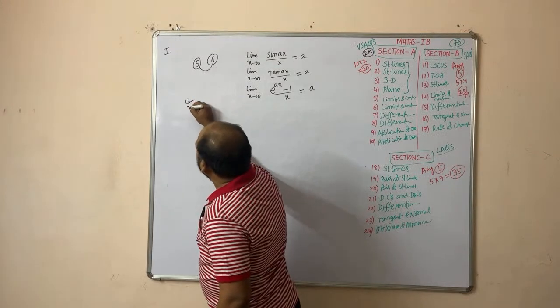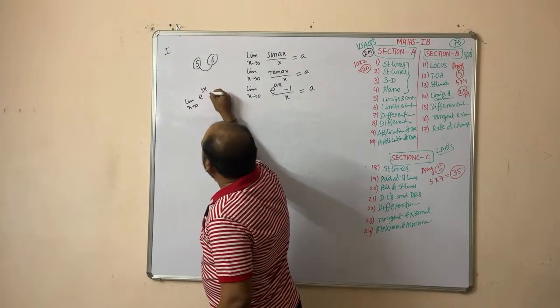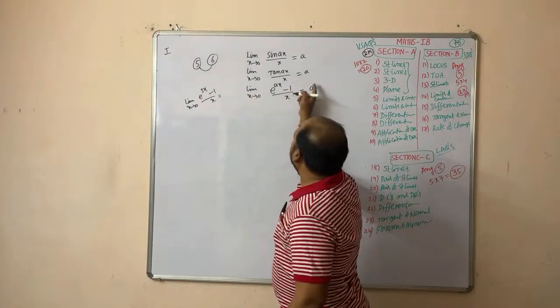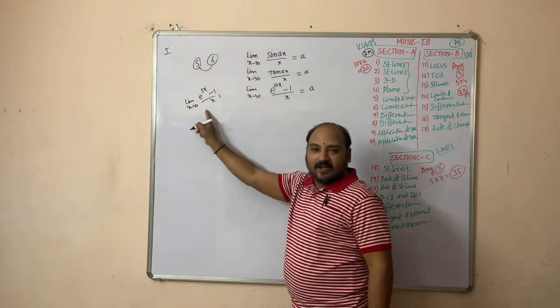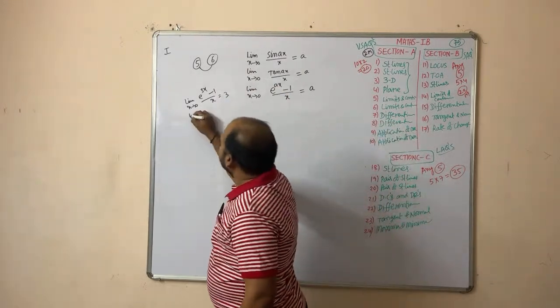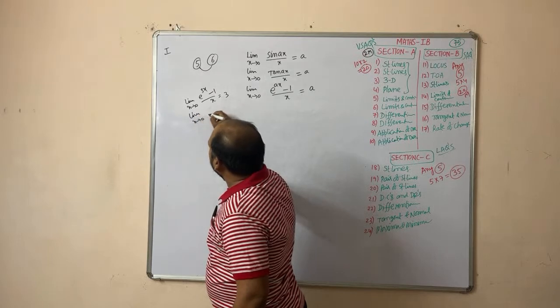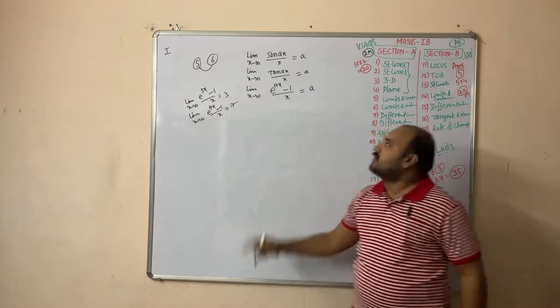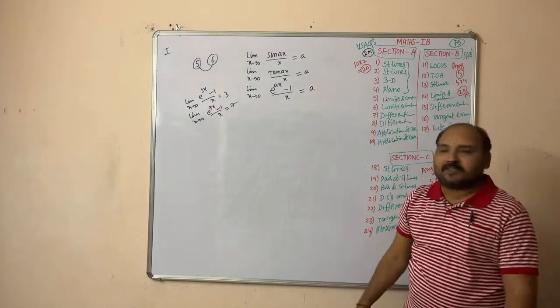Evaluate limit x tends to 0, e power 3x minus 1 by x. Like this they will ask the question for 2 marks. So for the answer, first write this formula and then write the direct answer, you will get 2 marks, dear students. So the answer is 3. Suppose another question is there, for example, e power 7x minus 1 by x. So the answer is what? 7. These type of questions we may expect.